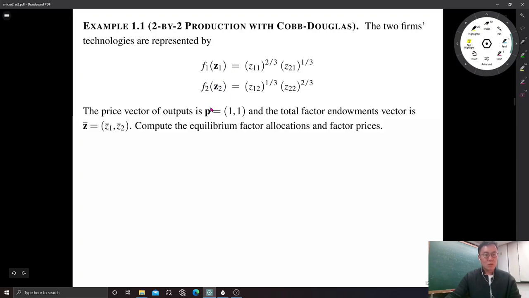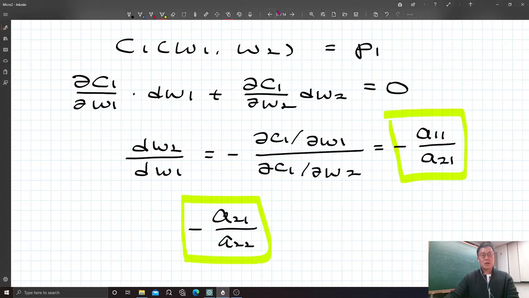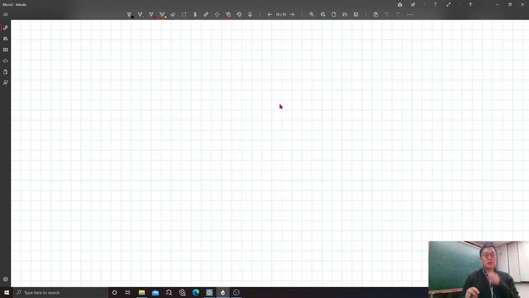Okay? And the factor price vector is given by P, a (1,1) unit vector for simple analysis. And still, it entails a heavy computation, you're going to see why. And the total factor endowments are given by Z1 bar and Z2 bar. And now we are asked to find the equilibrium factor allocations and equilibrium factor prices. All right, and how do we do this? So let me open a new note.